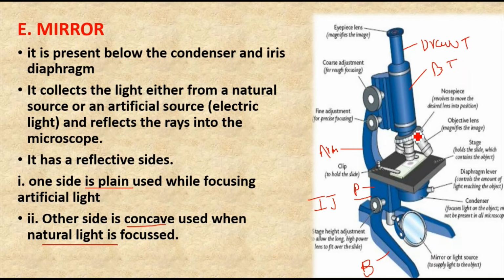Then we are going to have the nose piece, so this is also a mechanical part. Then you are going to have a stage. Okay, and along with this we are going to have the adjustment knobs, that is going to be a fine adjustment knob, then coarse adjustment knobs. Okay, so these are all the things that we have to remember regarding the mechanical parts.